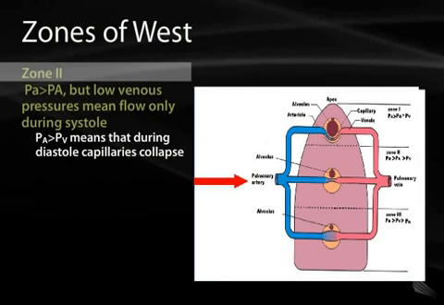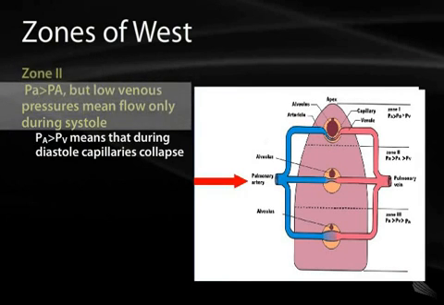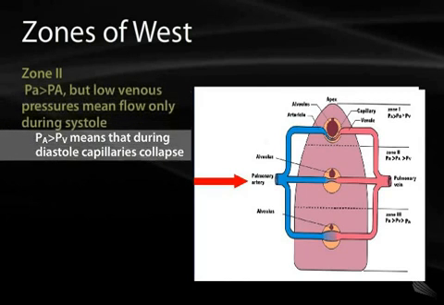West Zone 2 is the area where arterial pressure is greater than alveolar pressure, but venous pressure is lower than alveolar pressure. Therefore, there's only flow during systole. During diastole, the capillaries would collapse. To some extent, this maximizes the amount of time you have for gas exchange.